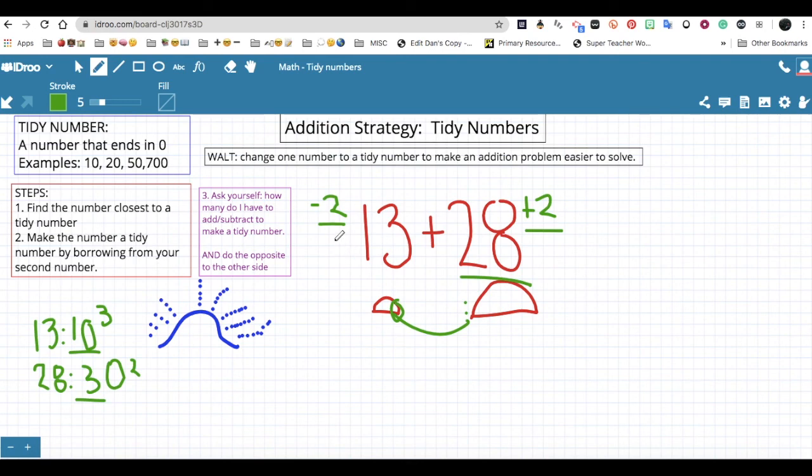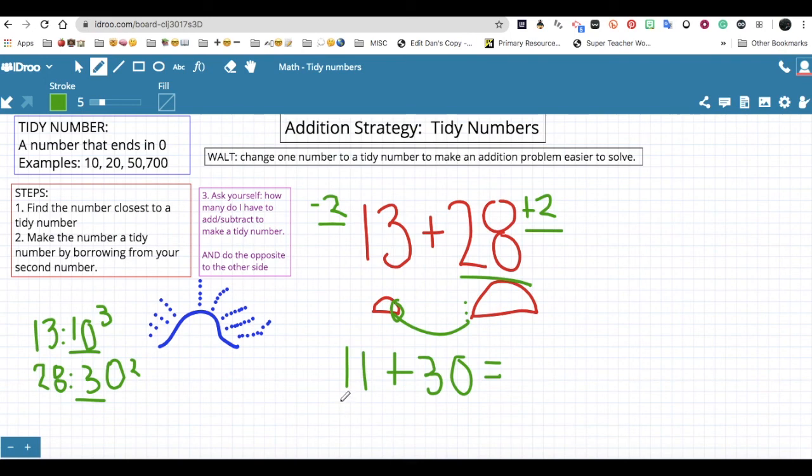Now the next step I want you to do, pause the video, and I want you to write the new problem for me if we do our take away 2 and our plus 2. Okay, so 13 take away 2, 13, 12, 11. So it's 11. 11 plus 28 plus 2, and we know that it's making our tidy number, so that's going to be 11 plus 30. Now our next step is we have to add our 10s and 1s. I want you to pause the video and have a go, and then if you do struggle, you can unpause the video and I'm going to explain it to you anyways.